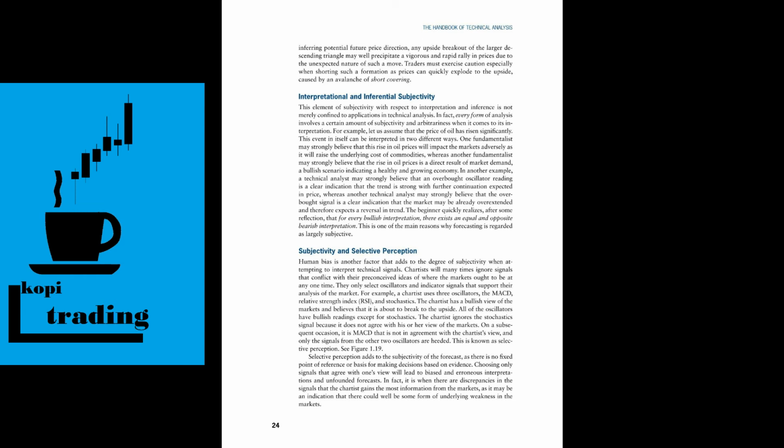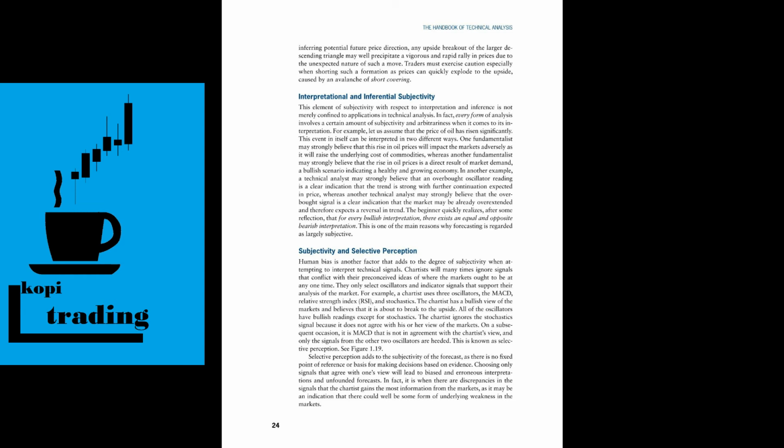For example, a chartist uses three oscillators, the MACD, Relative Strength Index (RSI), and stochastics. The chartist has a bullish view of the markets and believes that it is about to break to the upside. All of the oscillators have bullish readings except for stochastics. The chartist ignores the stochastics signal because it does not agree with his or her view of the markets. On a subsequent occasion, it is MACD that is not in agreement with the chartist's view, and only the signals from the other two oscillators are heeded. This is known as selective perception.